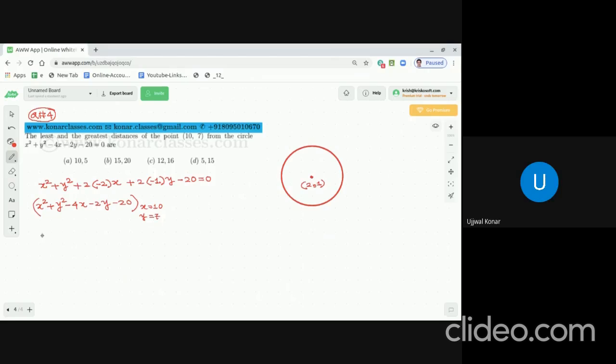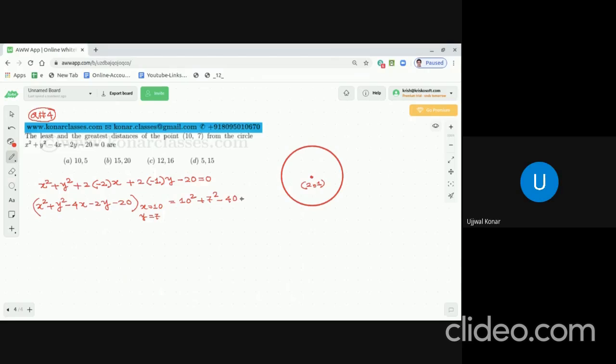So what is the value we are going to get from here? It is actually 10 square. We don't need to find the exact value. We just need to find whether the value is positive or negative or 0. That's it. 10 square plus 7 square minus 4 into 10 is 40.